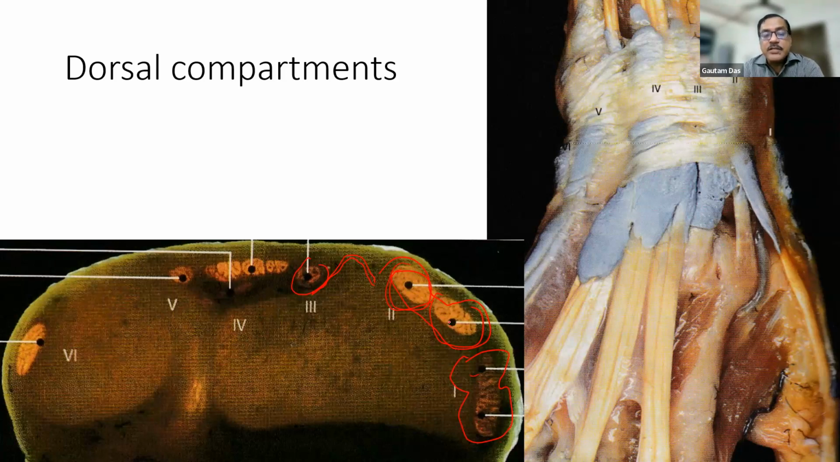Then your extensor carpi radialis longus, extensor carpi radialis brevis. Then comes the Lister's tubercle. Then is your extensor pollicis longus. That is the only single tendon in the 3rd compartment. Then here is the extensor digitorum. That is your superficial, and below that will be the extensor indicis. Extensor indicis is the only muscle that has its myotendinous junction in the tendon.